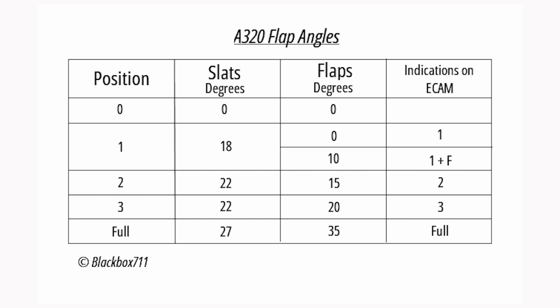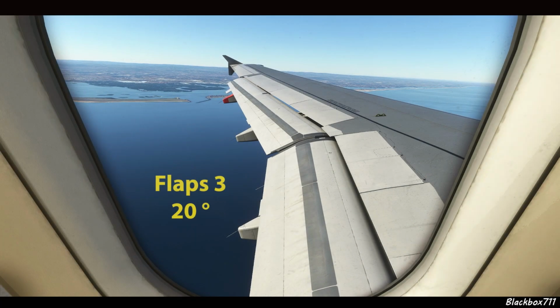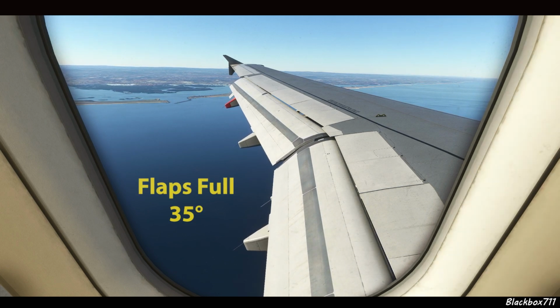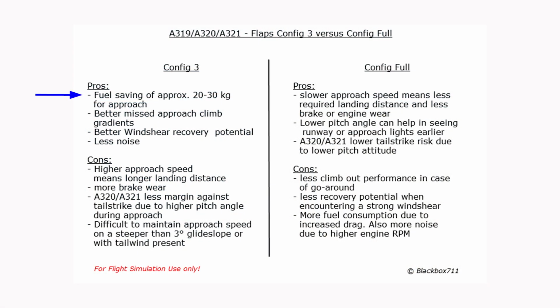And the reason behind that is config 3 has a flap angle of about 20 degrees compared to the flap 4 config, which has about 35 degrees. So here you can see config 3 at 20 degrees. Compare that to the flaps 4 at 35 degrees, and you can see it is a substantial difference. So config 3 will mean a lot less drag, hence lower RPM, less fuel flow.